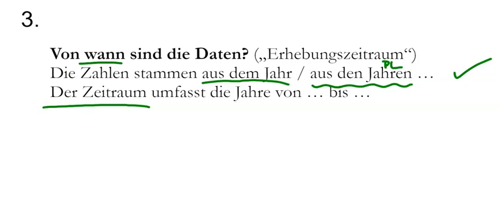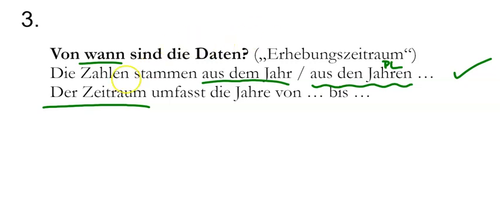Next up is time. So how relevant and how recent is this data? The older the data, might not be so helpful anymore. So, von wann sind die Daten? What's the time period of this? Once again, we have a dative preposition in the first sentence construct.